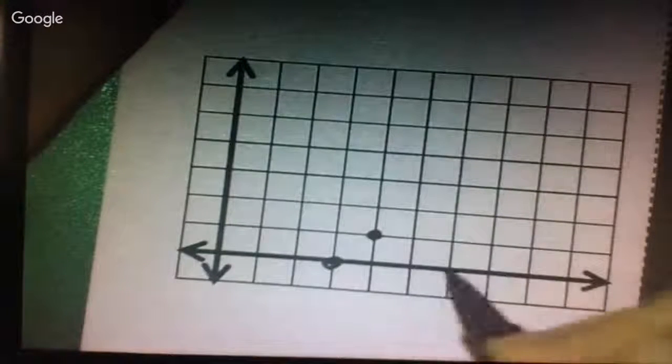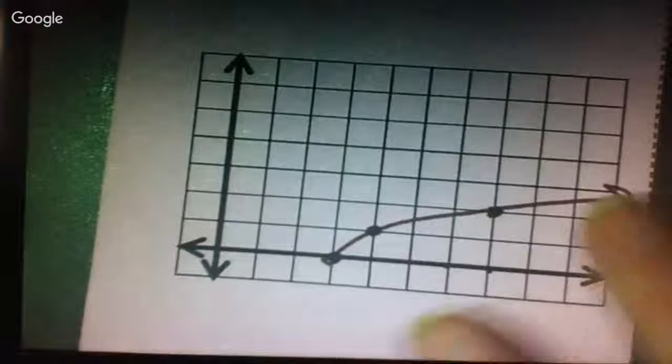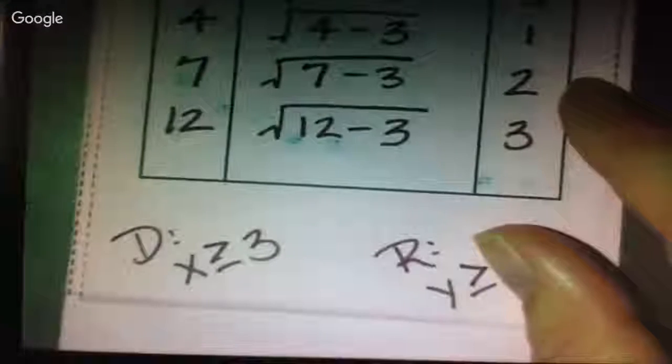So let's graph these. You're not going to be able to graph that last one. It's way off the graph. That last one, again, is going to be way off the graph. What's my domain and what's my range here? X is greater than or equal to 3, and Y is greater than or equal to 0. Questions?